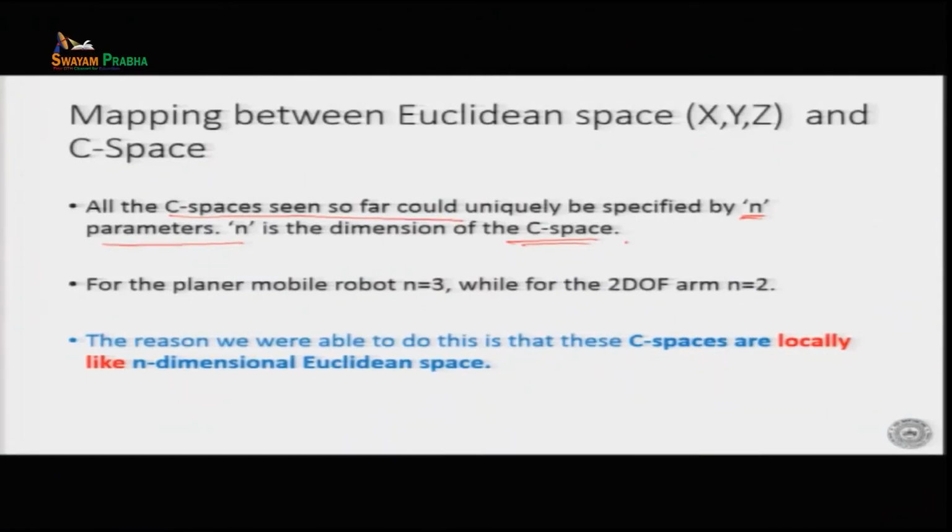Okay. Now, for planar mobile robots, where we have x, y and theta, n is equal to 3, which is the dimension of the C space, while for a 2 degree of freedom arm, n is equal to 2. Okay. Now, the reason we were able to do this is that C spaces are locally like n-dimensional Euclidean spaces. Okay. So, we were able to represent the C space by n parameters. Why? Because C spaces are locally like n-dimensional Euclidean spaces. This term is very, very important here: C spaces are locally like Euclidean spaces.